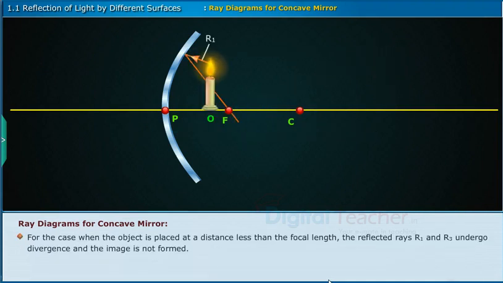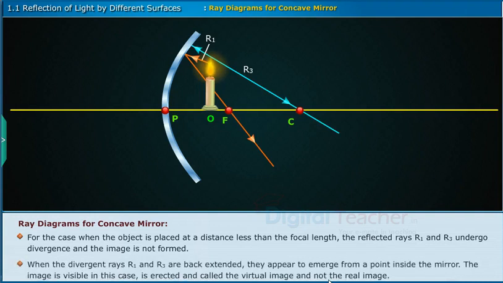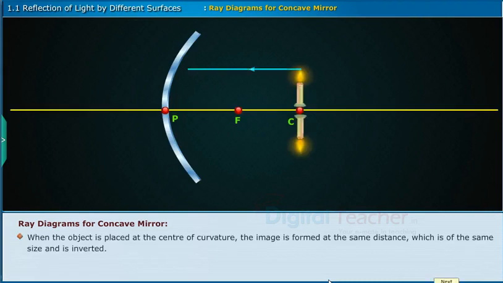For the case when the object is placed at a distance less than the focal length, the reflected rays R1 and R3 undergo divergence and the image is not formed. When the divergent rays R1 and R3 are back extended, they appear to emerge from a point inside the mirror. The image visible in this case is erect and is called the virtual image, not the real image. When the object is placed at the center of curvature, the image is formed at the same distance, of the same size, and is inverted.